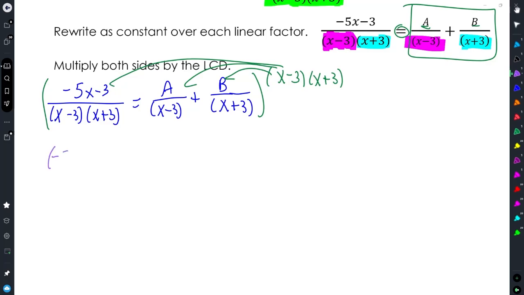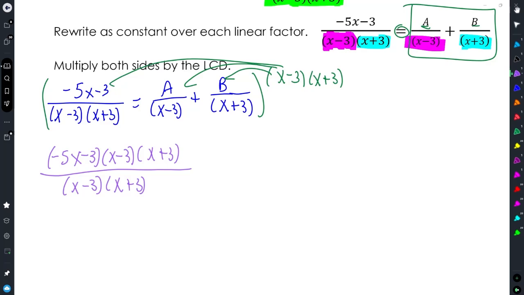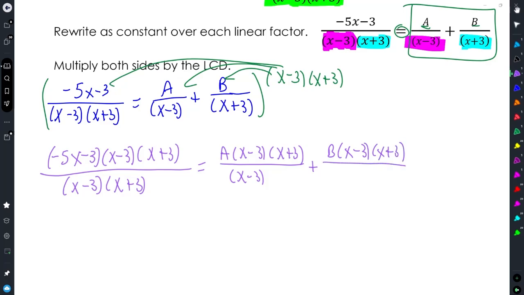So we're going to do negative 5x minus 3 times x minus 3 times x plus 3 all over x minus 3 times x plus 3 equals a times x minus 3 times x plus 3 over x minus 3 plus b times x minus 3 times x plus 3 over x plus 3.